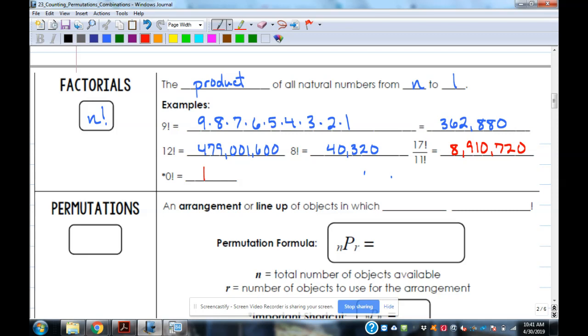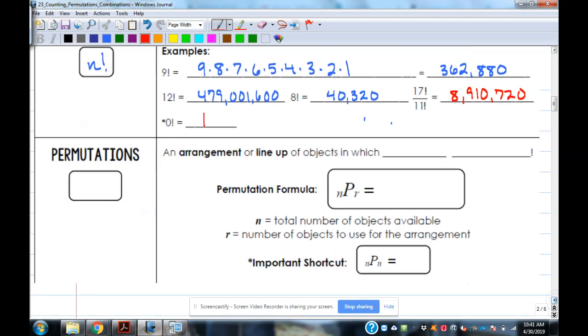Where's that used? Well, it's used in permutations and combinations. So the permutations notation is nPr. That's how I'll say it most of the time, nPr. The arrangement or lineup of objects in which order matters. Permutation, order matters. Things that order matters in.